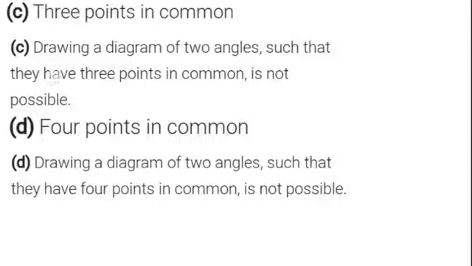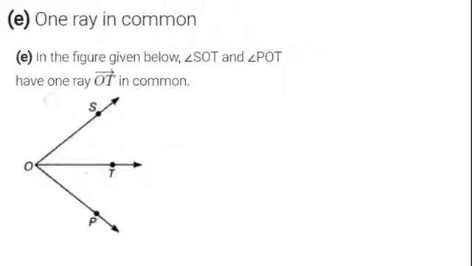Next, 3 points must be in common. Drawing a diagram of two angles such that they have 3 points in common is not possible. Then 4 points in common. Drawing a diagram of two angles such that they have 4 points in common is also not possible.